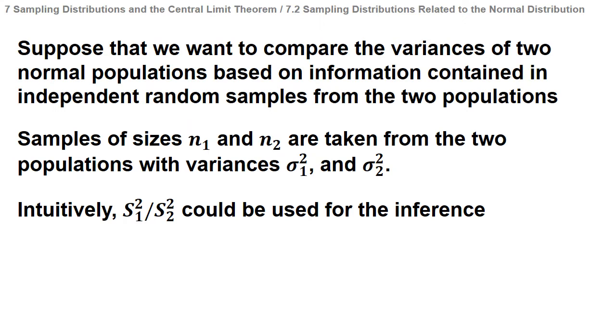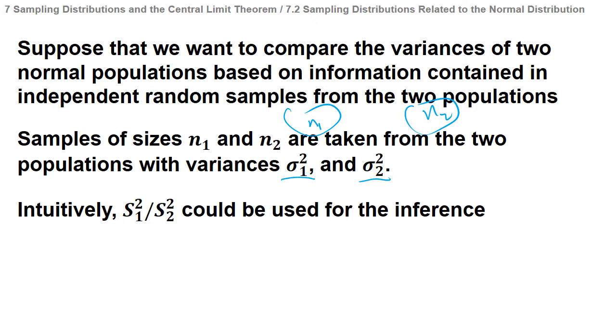Suppose that we want to compare the variances of two normal populations based on information contained in independent random samples from the two populations. So we have two populations, and samples of size n1 and n2 are taken from the two populations with variances sigma 1 square and sigma 2 square.